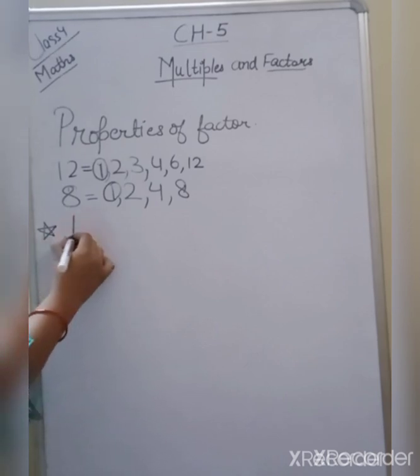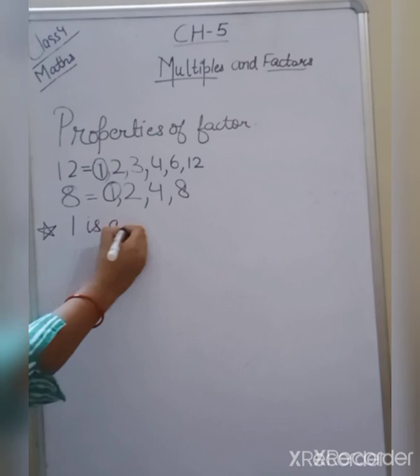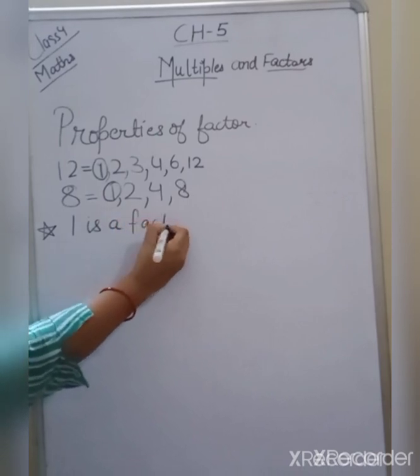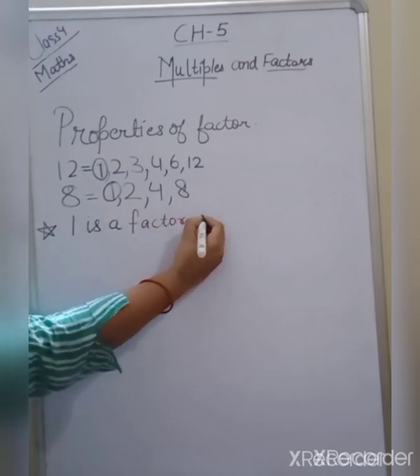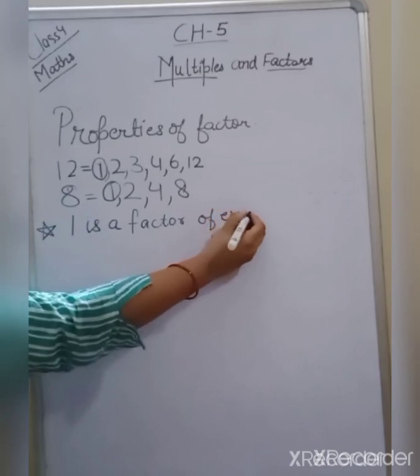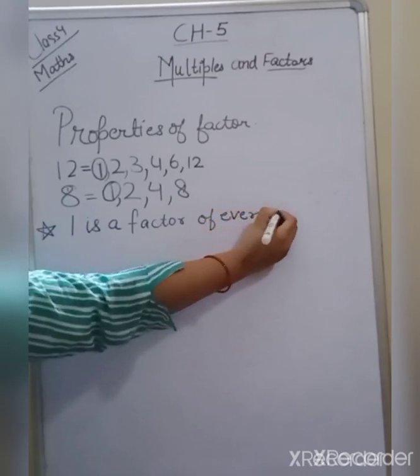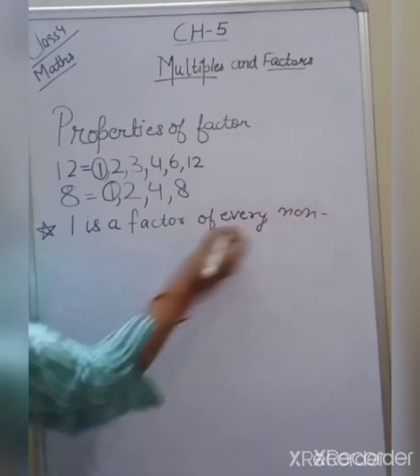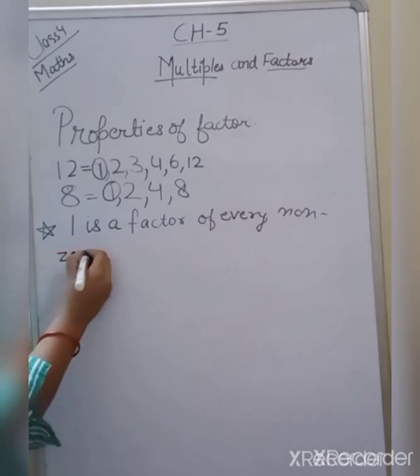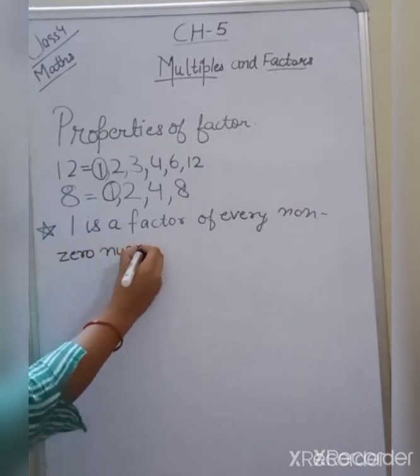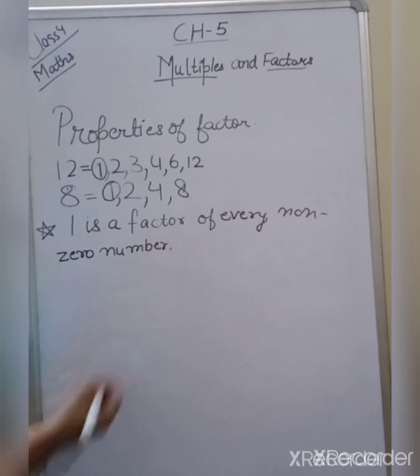So what is the first property? 1 is a factor of every number. Means every non-zero number. Every non-zero number comes in the 1 table. Okay. Now, let us observe the second property.